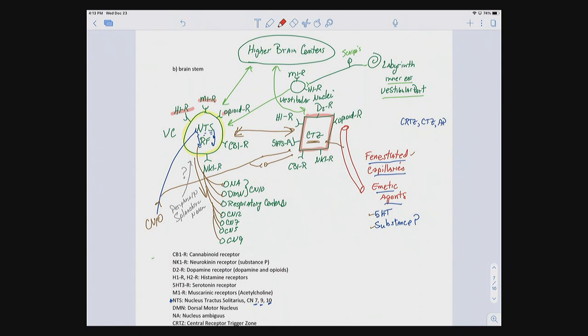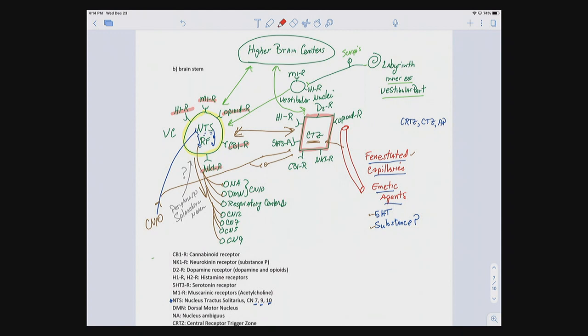I have opioid receptors in the vomit center itself. Again, there are many subtypes of opioid receptors. You've got kappas, you've got deltas, you've got mu's. I'm not going to get into all the various subtypes. I'm just going to say opioid receptors. I have CB1 receptors, those are cannabinoid receptors, and I'm going to talk about what happens with that and how it's related to emesis in a later lecture.